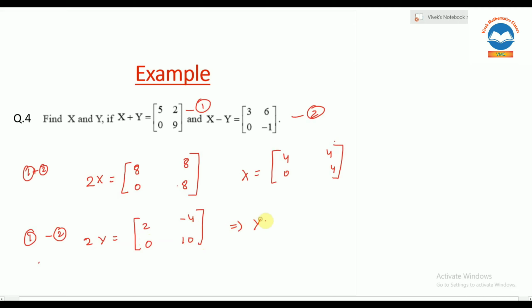So from here what will be your Y matrix? Y will be, you have to divide each and every element by 2. So you will get 1, minus 2, 0 and 5. So we got these X and Y values. X and Y matrices we got. This will be our answer.